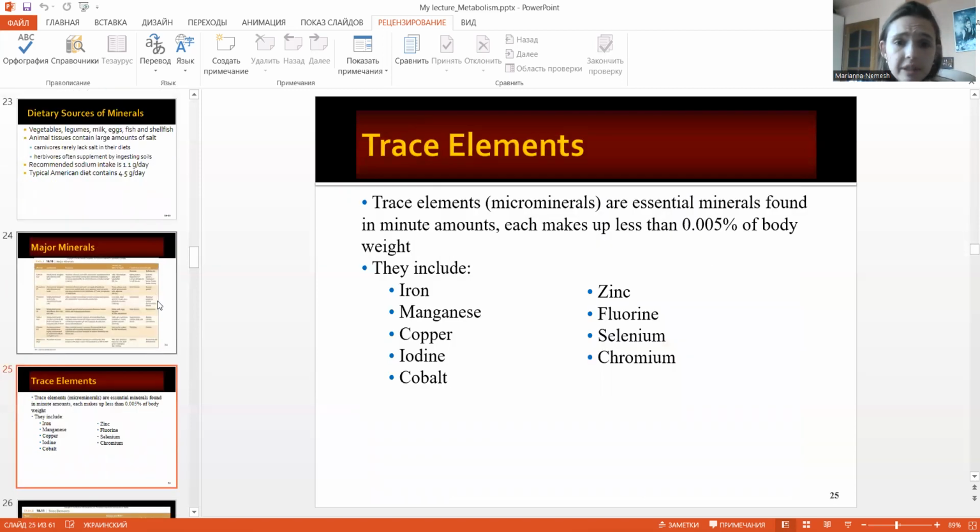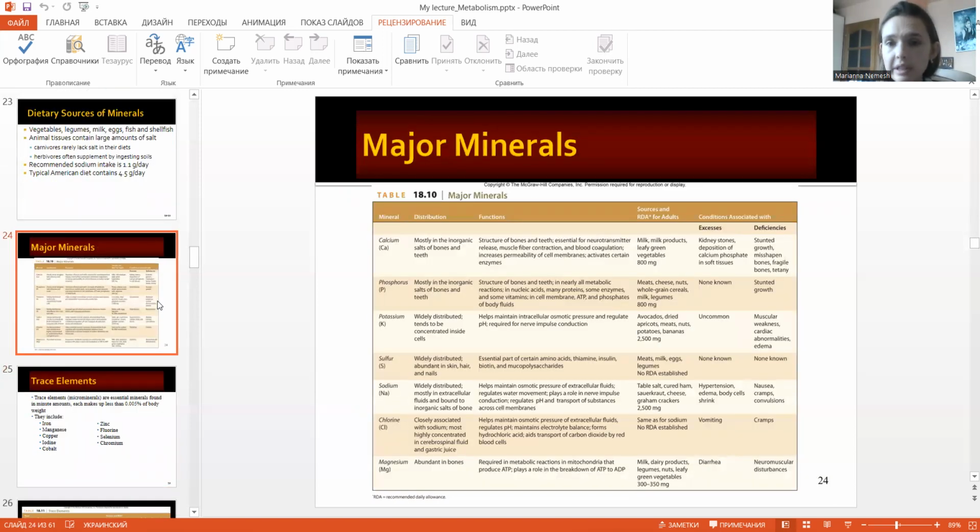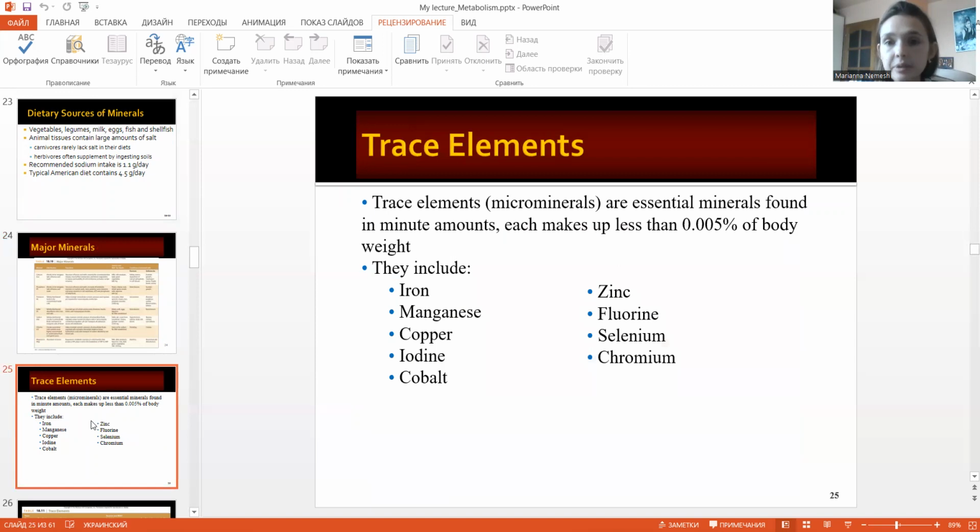Major minerals are those which our body requires in amounts of more than 100 milligrams per day. Besides that, there are trace minerals, which the body requires in amounts of less than 100 milligrams per day. Examples of trace minerals include copper, iodine, chromium, selenium, zinc, and magnesium, but you should understand that they have very important functions.